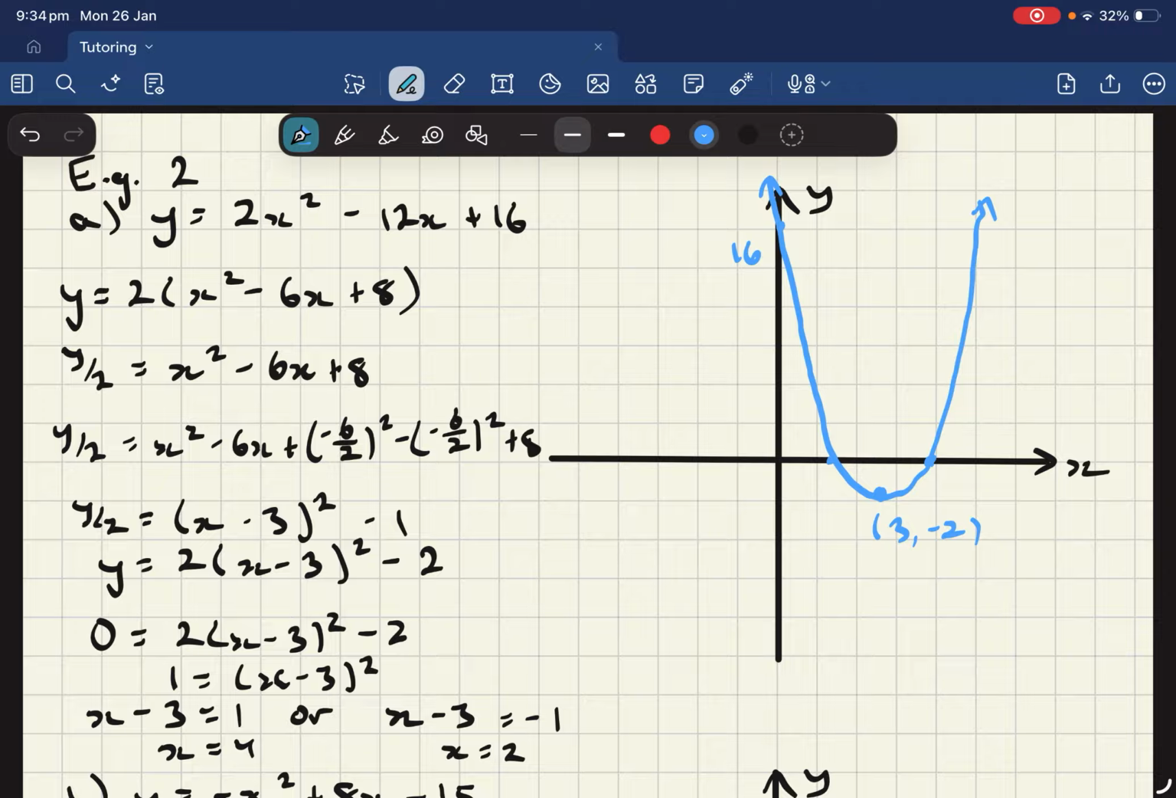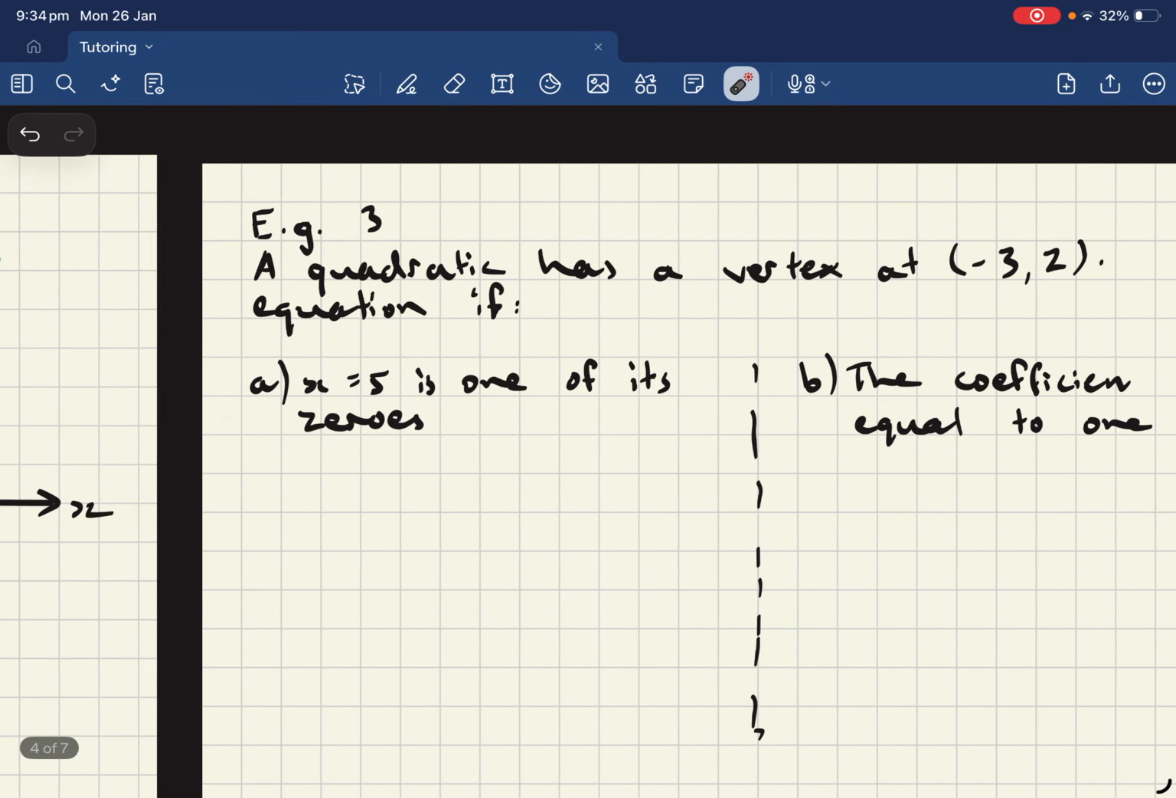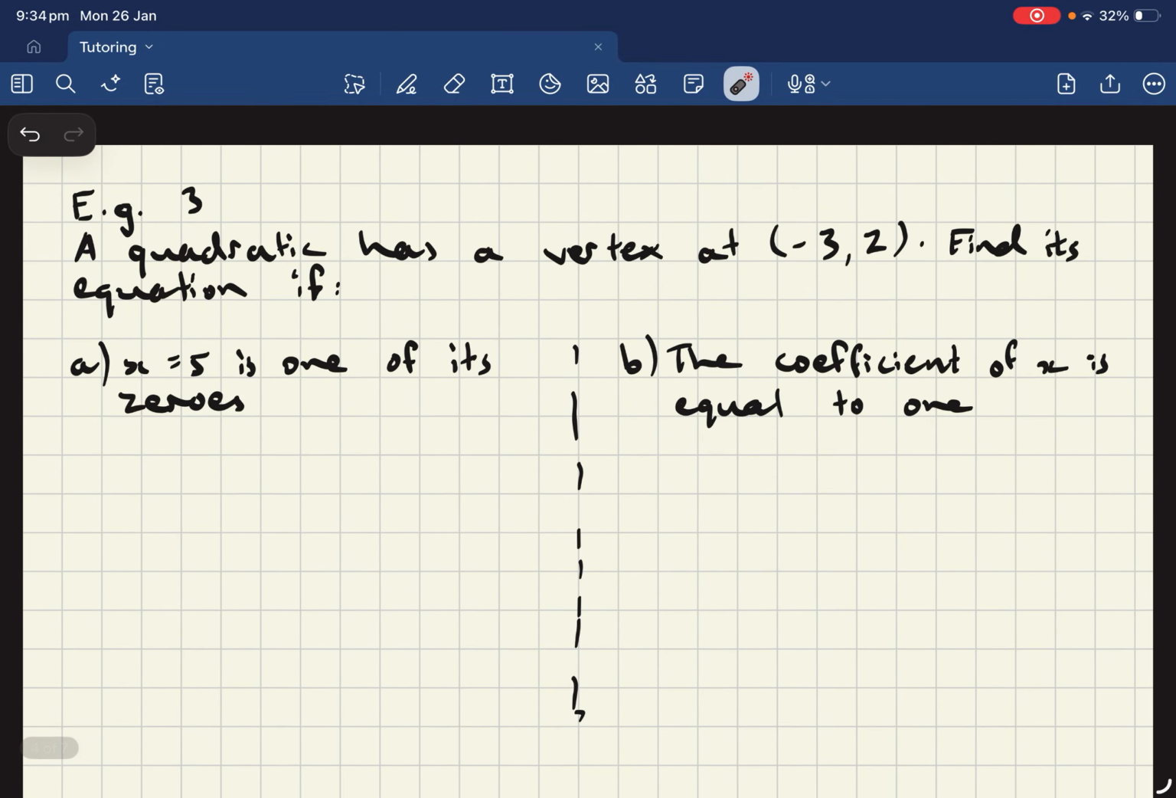And there is my graph. I've completed the square. I have used that form, my vertex form, to find the vertex, calculate the y-intercept as well as the x-intercepts. These are the 4 key points we need in this case in order to be able to draw our graph.